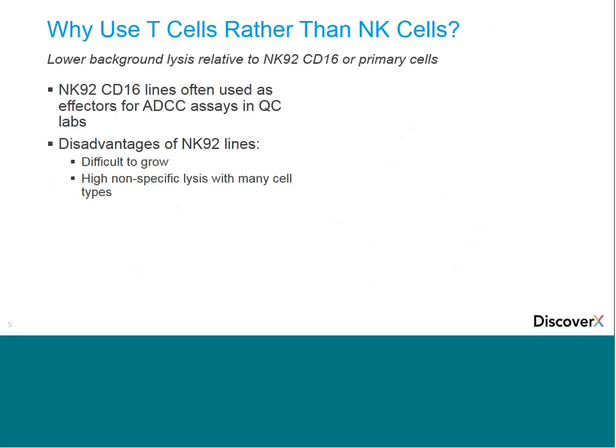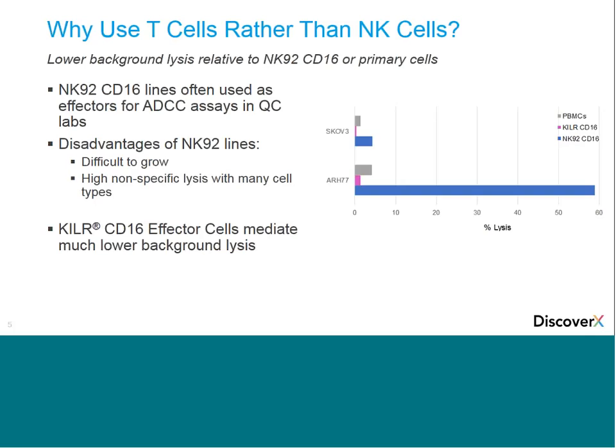So you may ask, why use T cells rather than NK cells if NK cells are the relevant cell background in normal people? And that is because NK cells have a few problems. NK92 lines, often used in the QC labs, are often difficult to grow, as I mentioned earlier. But most importantly, they demonstrate high nonspecific lysis with many cell types. An example is shown on the right, where the NK92 CD16 cells were used to promote ADCC in 2 different cell backgrounds.